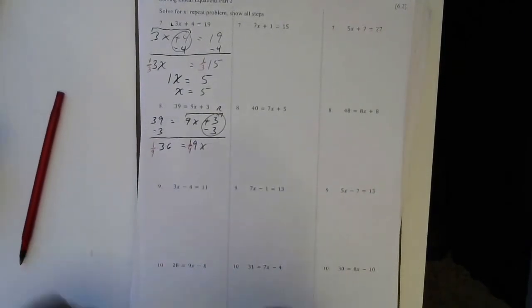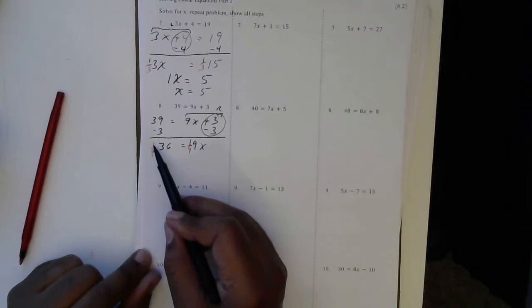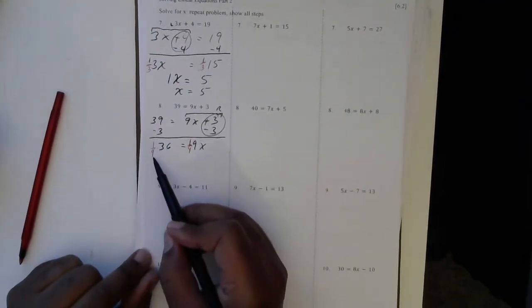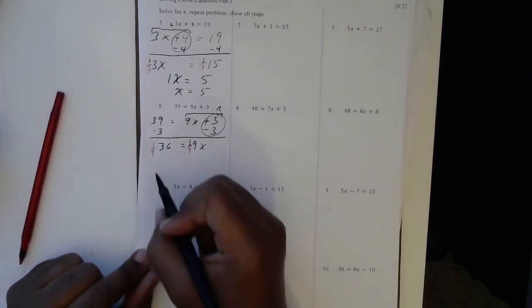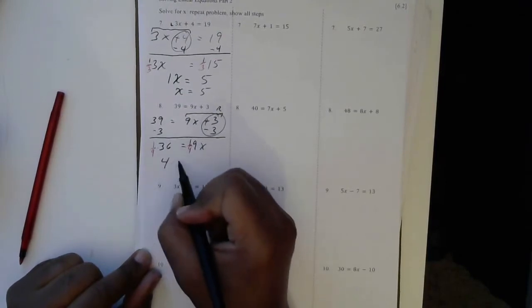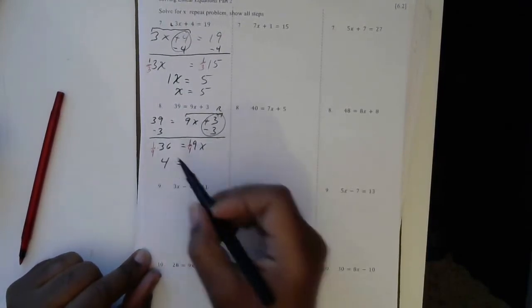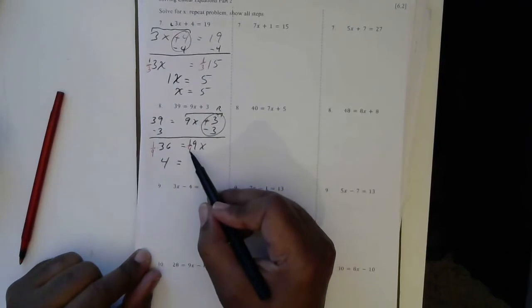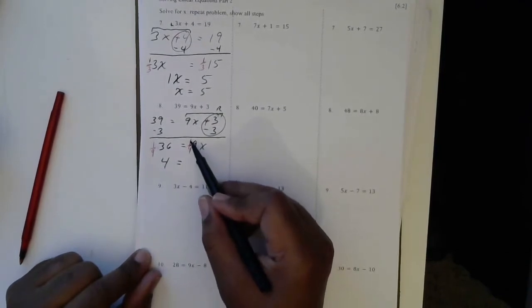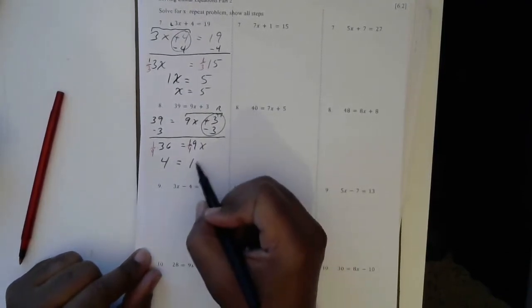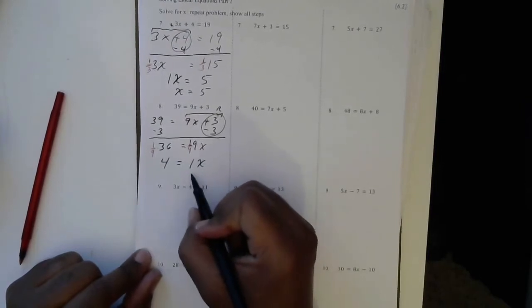So 36 times 1 is 36, and 36 divided by 9 ends up being 4. Equals. Okay, 9 divided by 9 is 1, times the numerator, 1 times 1 is 1. So that's 1x. So we have x equaling 4.